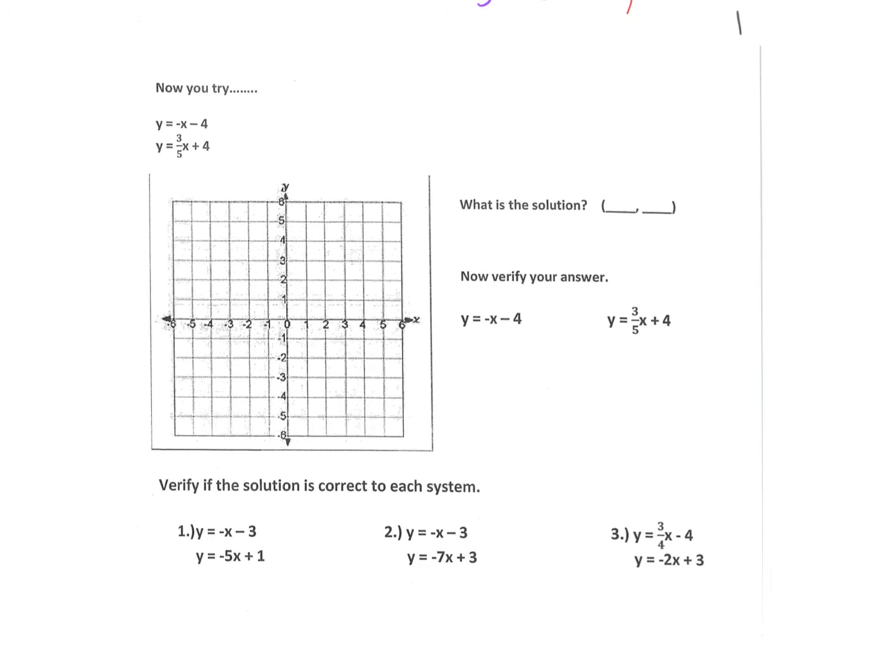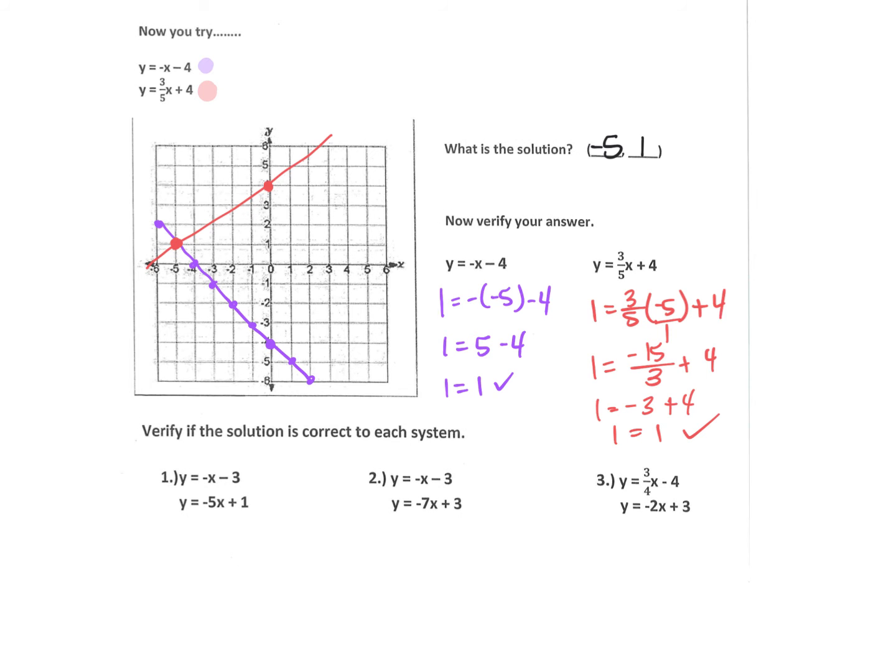All right, now you try it on your own, pause the video, and then I will show you the answer. All right, so you should have gotten a graph that looked like this. One positive, one negative. This is my negative x minus 4, this one. My 3/5 x plus 4 is this one.